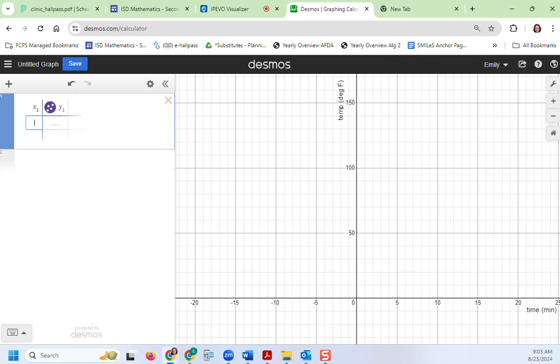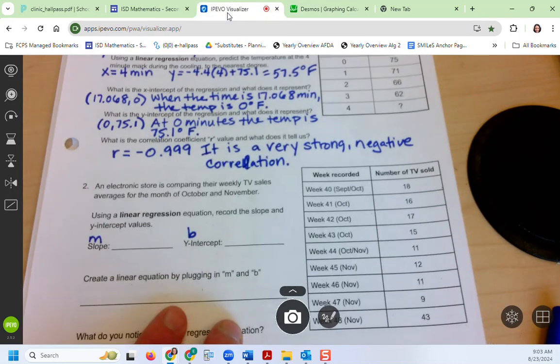All right, so I'm going to come around and see who needs help. You guys are working on the second example. Working on this one.